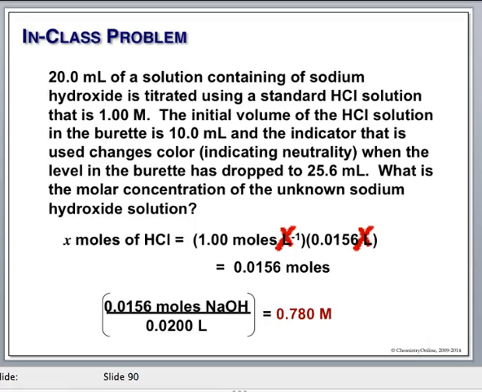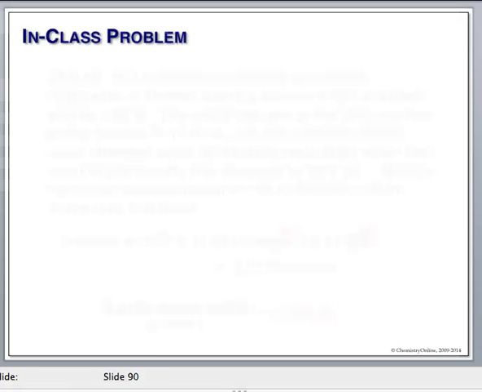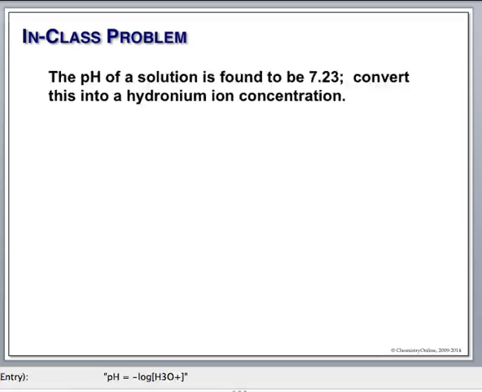So that's what you use these indicators for in lab. You do titrations like this. We're not actually going to do one in 110, but in 140 you would do a lot. Any questions? All right.